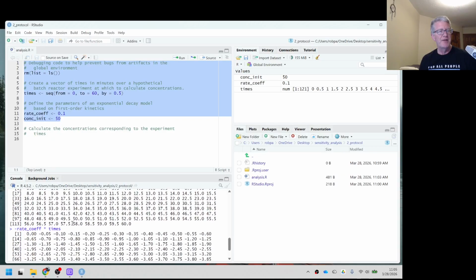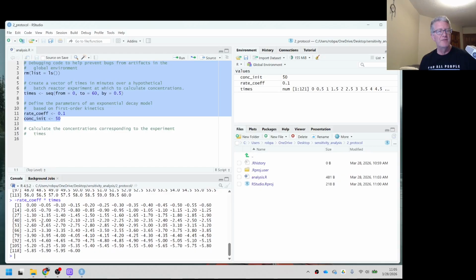We just multiplied minus 0.1 times all of the times, and it's just recycling that 0.1 because there's only one element in that vector. So we get a vector of the same length as times out of this calculation, even though rate_coefficient is just a single value.